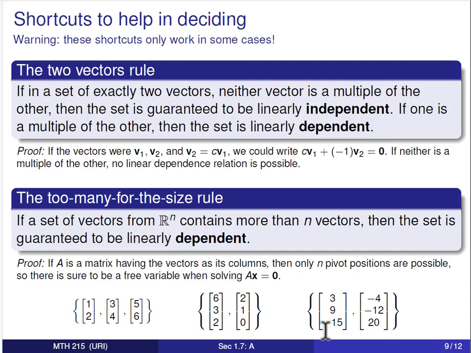Now in the last example here, 3, 9, negative 15, negative 4, negative 12, 20, you may start to suspect things, given that these are all multiples of 3 and these are all multiples of 4. And in fact, if you were to multiply this first vector by negative 4/3, 3 times negative 4/3 is minus 4, 9 times negative 4/3 is minus 12, and minus 15 times negative 4/3 is positive 20. So there definitely is a relationship. The second vector is a multiple of the first one, and that guarantees that this set of two vectors is linearly dependent.